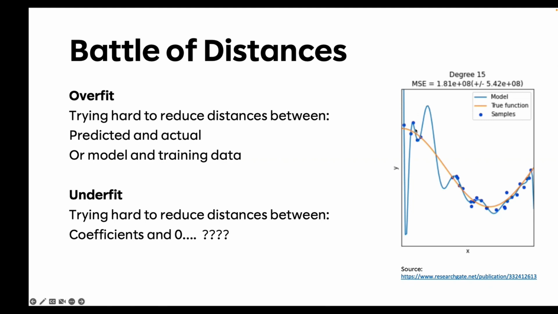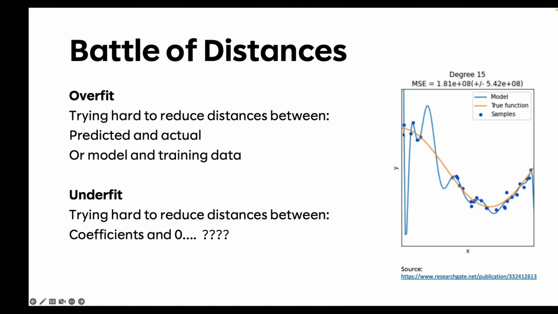But this blue model is the overfit model. What it is trying to do is reduce the distance between the model and the training data, or the light blue line and the dark blue circles. Another way of saying that is it's trying to reduce the distance between predicted and actual, right? So predicted is your model and the actual is your blue dots. As you can see, it's trying to get as close as possible to all this data, which is what we call overfit.